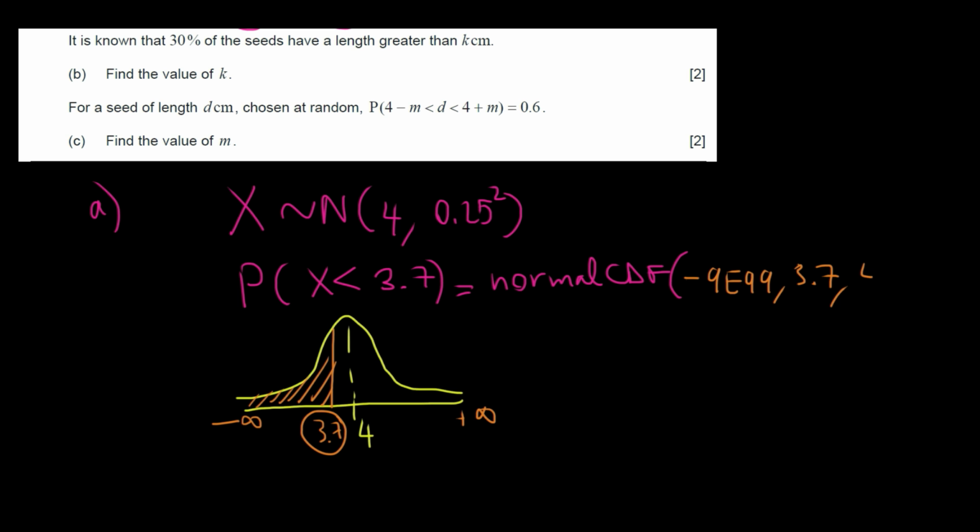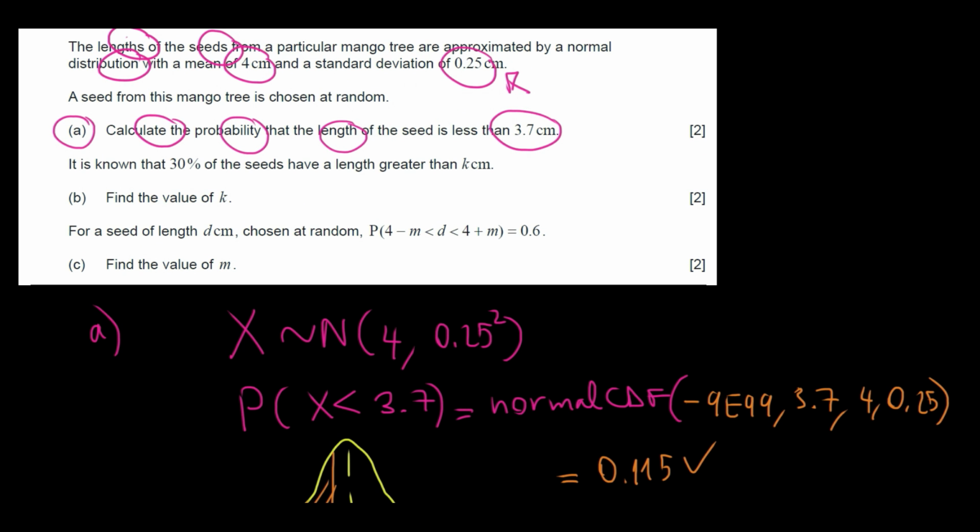And then the mean is 4, standard deviation 0.25. We let the calculator do the magic, and that's going to be 0.115. That's it. That's part A. Let's have a look at part B. It is known that 30% of the seeds have a length greater than k. Question B, find the value of k.